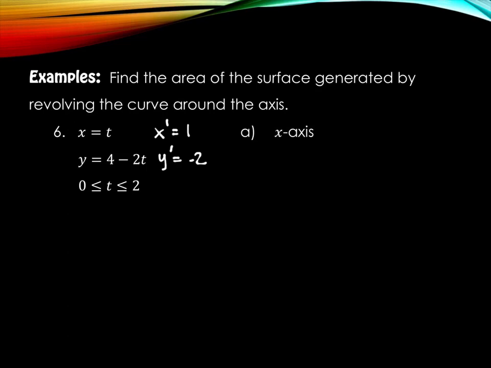So if I'm using the x-axis, I want to make sure that I'm using the right equation. So I've got my surface area. It's 2 pi, the integral going from 0 to 2 because they gave me those as my t values, and I need to use the equation for y. So the equation for y is 4 minus 2t. And then I have the square root of each of those derivatives squared. The derivative of x is 1, so it's 1 squared. The derivative of y is negative 2, so it's negative 2 squared.